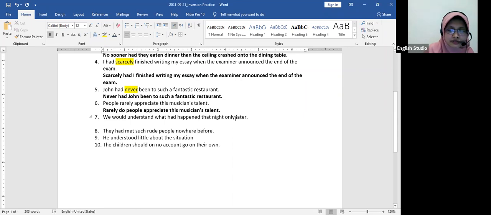For those who might not be familiar with this type of question, the first thing that you need to identify is the negative adverbs, or the adverbs. Seperti di contoh ini, betul ya. Jadi only letter yang kita perlu taruh di depan. Jadi only letter dulu yang kita sebutkan, and then use modal. Betul sekali Mr. Nasir, only later would we understand what had happened that night, correct.